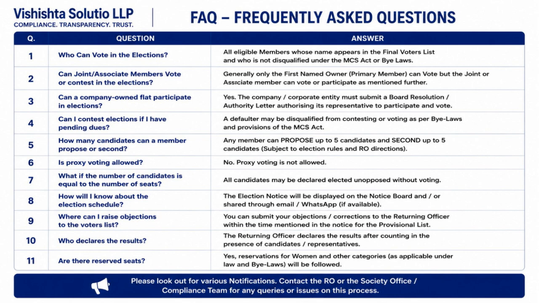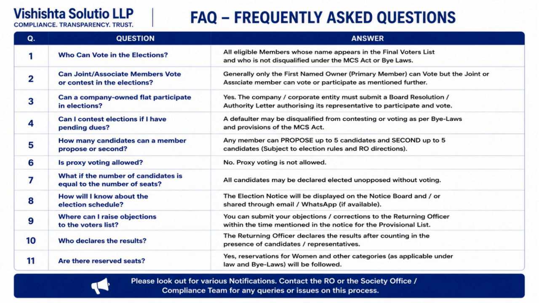If the number of candidates matches the number of available seats, those candidates may be declared elected unopposed without conducting a vote. Election schedules will be communicated via notices on the board, as well as through email or WhatsApp if available, so keep an eye out for these updates.